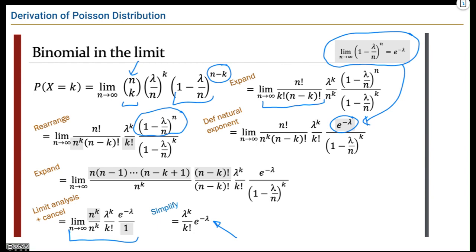And this is the probability that there are exactly k requests in the next minute, assuming that on average we have lambda requests per minute.